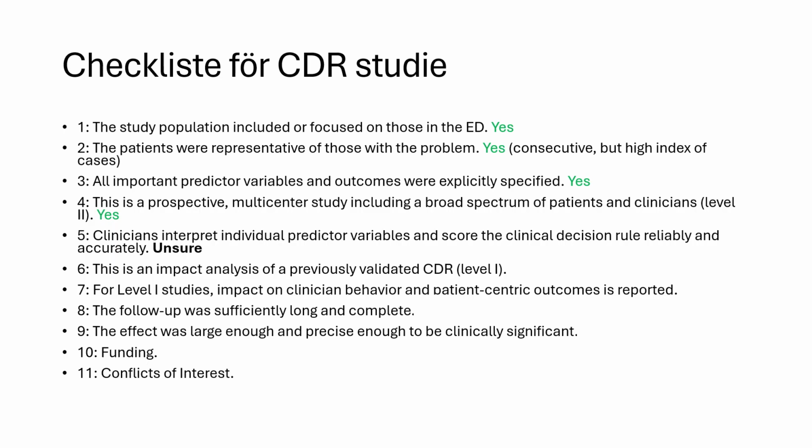Clinicians interpret individual predictors, variables, and scores of the clinical decision rule reliably and accurately. We don't know. They didn't do some kind of inter-rater reliability score about these things. And this is really important to know, what is the inter-rater reliability of this score. So they didn't do that, it doesn't seem like. Is this an impact analysis? No. For level 1 studies, impact. No, it's not important here.